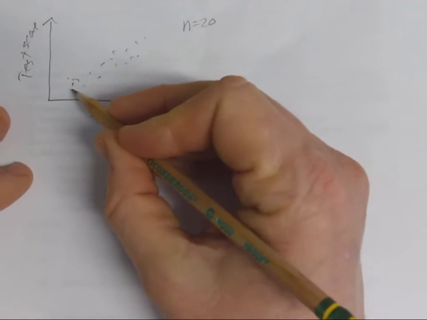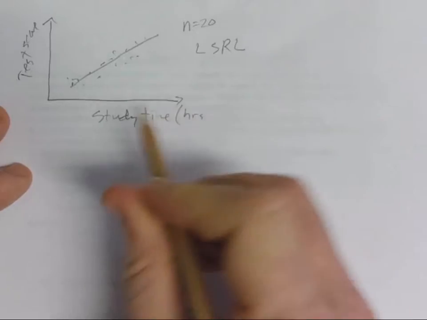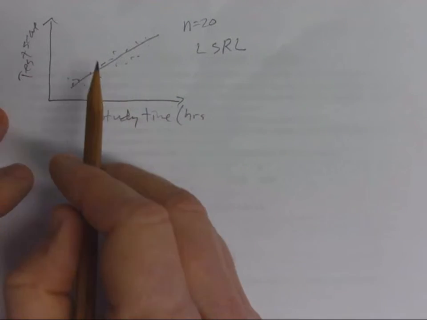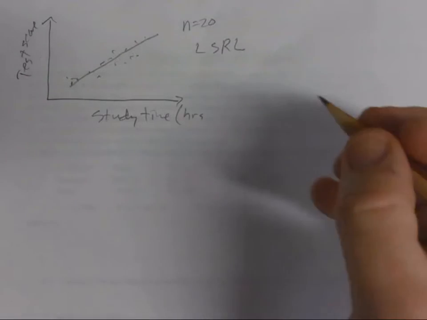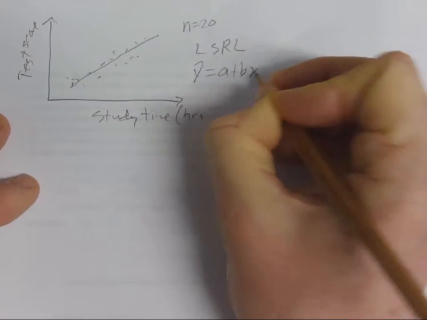And so we would create the equation of a least squared regression line, as we've talked about. The line that minimizes the squares of the residuals, or the vertical distances. And so we get an A and a B. We get y hat is equal to A plus Bx, and we did all that in Chapter 3.